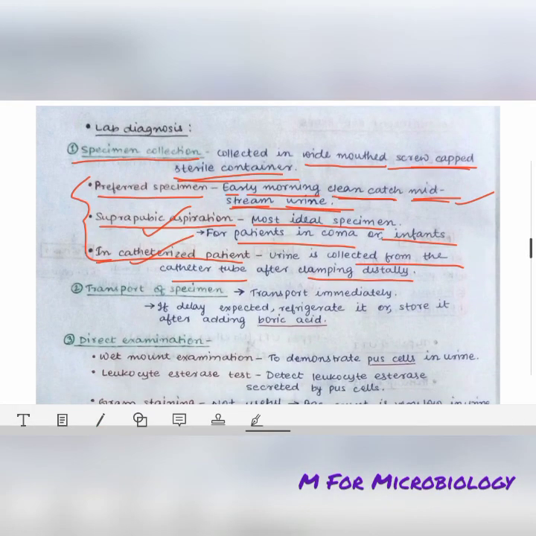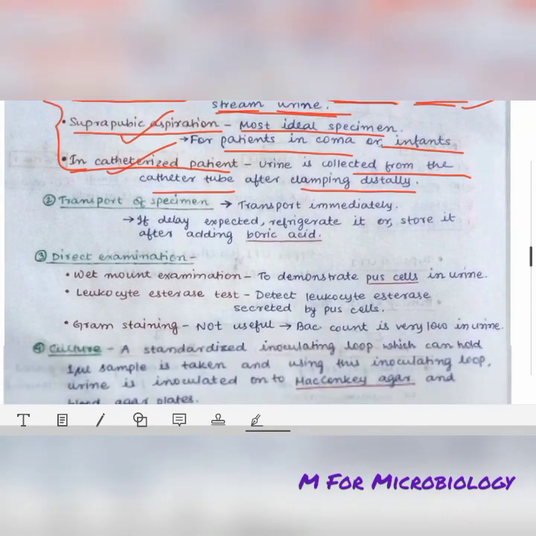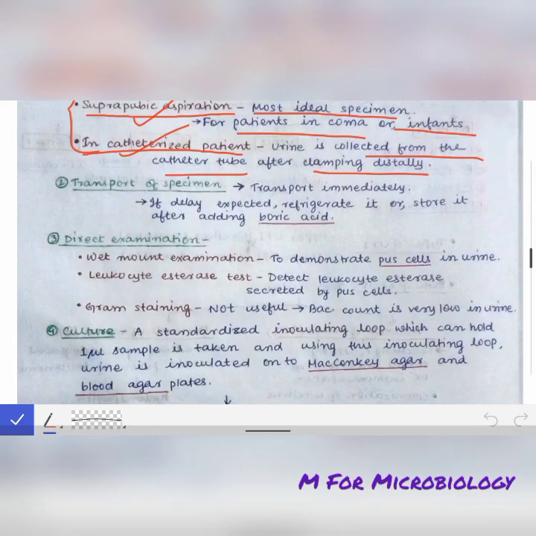Now comes the transport of the specimen. Once we have collected it, the specimen should be transported to the laboratory as early as possible. So the transport should be immediate. If any delay occurs, then the specimen should be refrigerated and stored by adding boric acid. Remember this: if the laboratory is closed, or due to any reason the sample has to wait for more than 24 to 48 hours, then you have to refrigerate it, or add boric acid and then store it. That will preserve the sample to a certain extent for some time if the laboratory is closed, or for any reason it is not available.